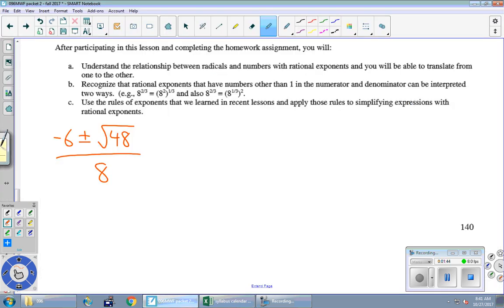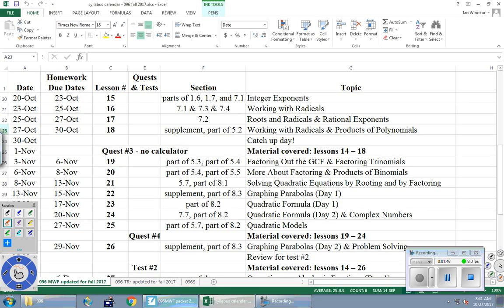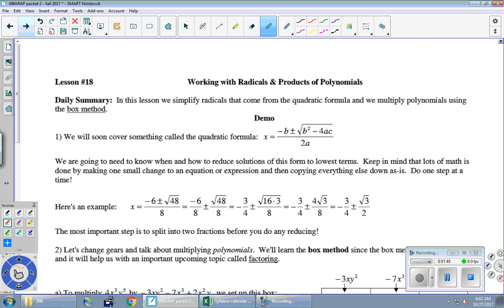Okay. So jumping in on the top of page 141, in this lesson we simplify radicals that come from the quadratic formula and we multiply polynomials using the box method. So number 1, we will soon cover something called the quadratic formula. There it is in all its glory.